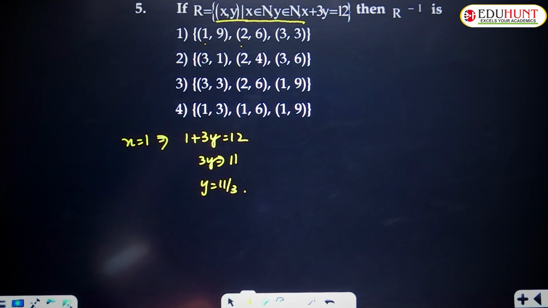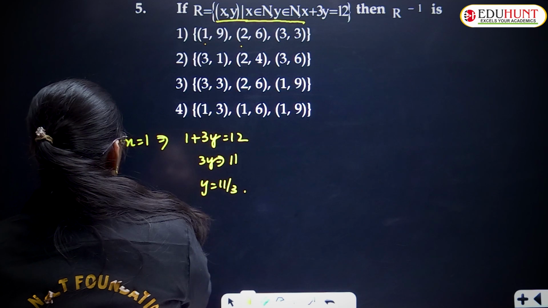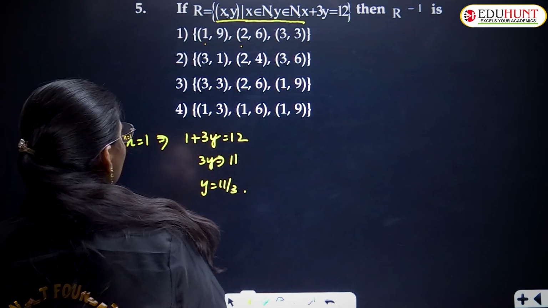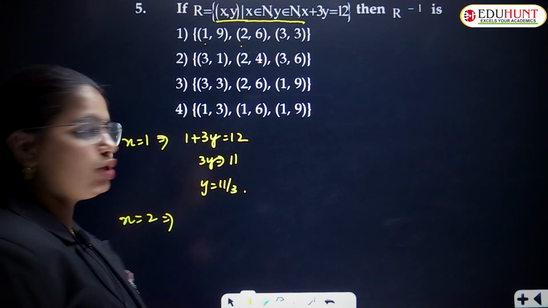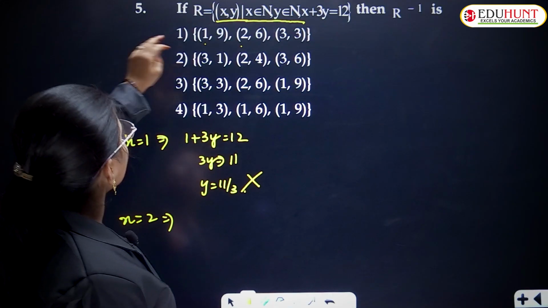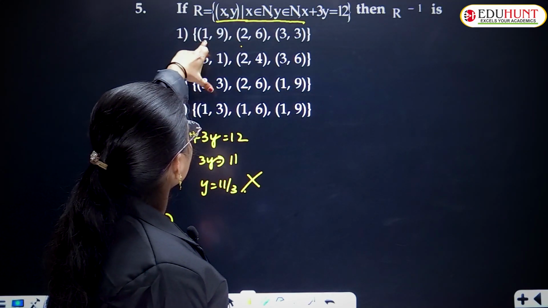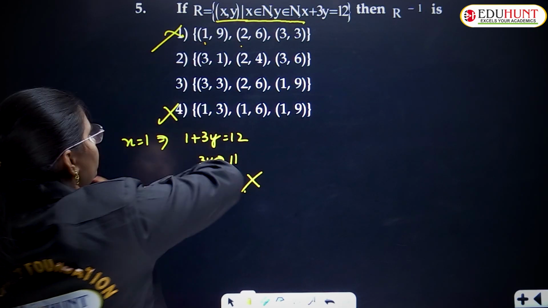So next to check with X is equal to 2. What is the value of X equal to 2? You please check and tell me. If you are taking X equal to 2, what is the value I will get here? Y is not a natural number when you are considering X is equal to 1. So this may not be the option, right? So whenever you are taking 1 as a domain, you are not getting this. So I will eliminate this 1 and 4 options from this.